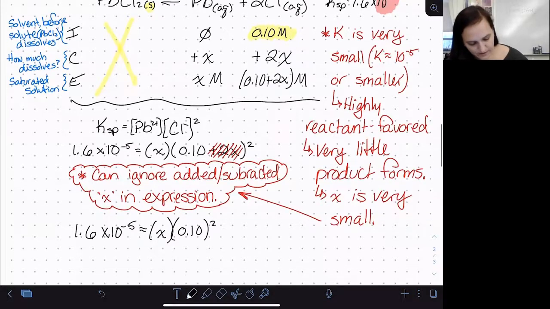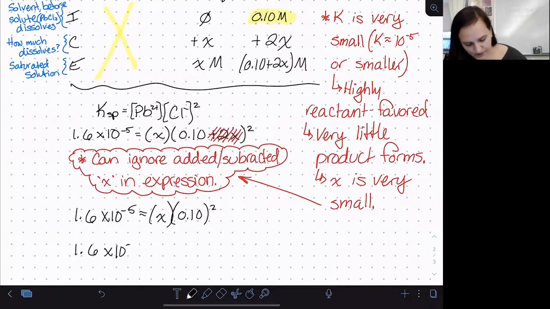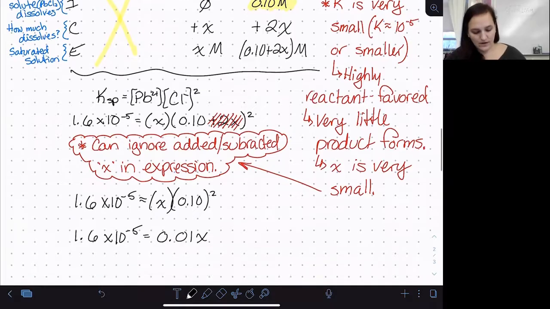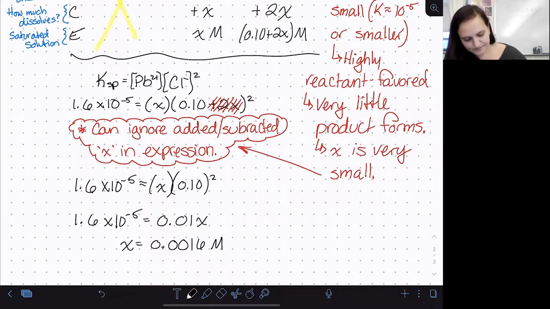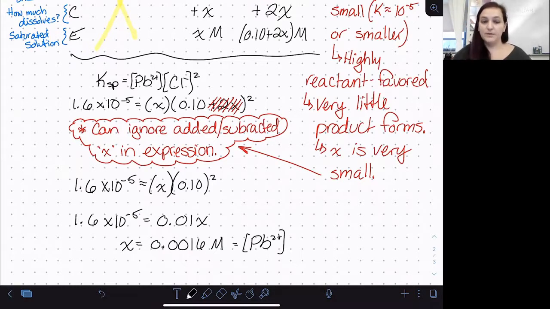0.1 squared is 0.01. So we have 1.6 times 10 to the minus fifth is equal to 0.01 times X. And if we divide both sides by 0.01, we find a value of X of 0.0016 molar, which is equal to our lead concentration and also happens to be equal to our molar solubility.